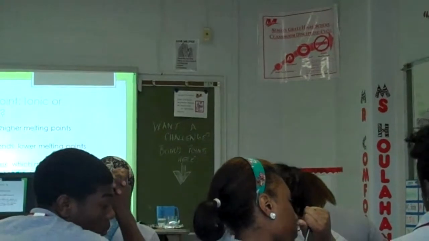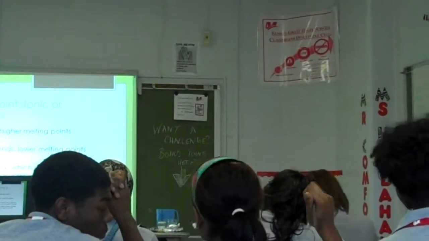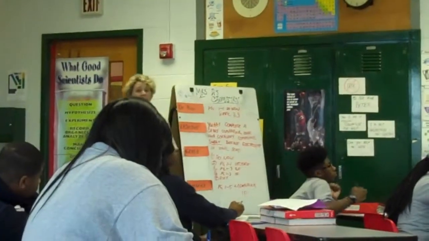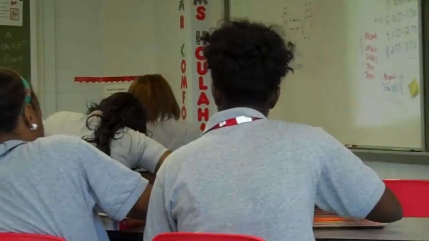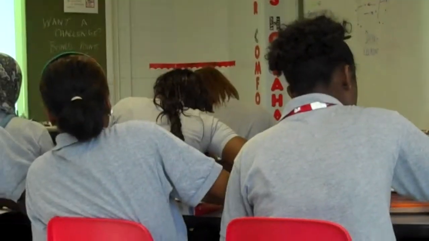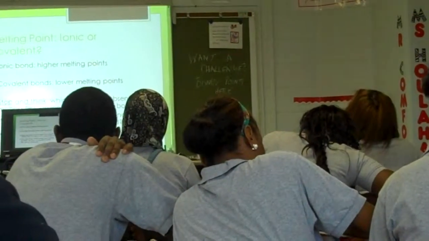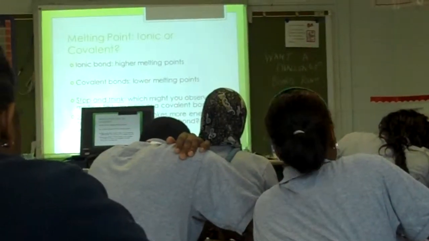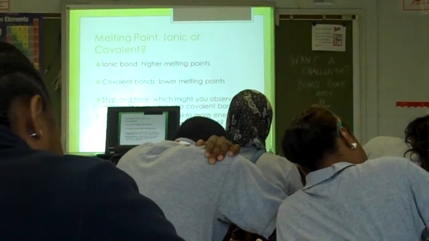The next slide is going to tell you about the difference in melting points between ionic and covalent bonds. So in an ionic bond, there are typically very high melting points, okay? Very high melting points for ionic bonds. In contrast, covalent bonds have lower melting points.